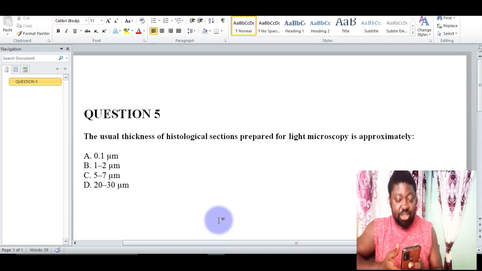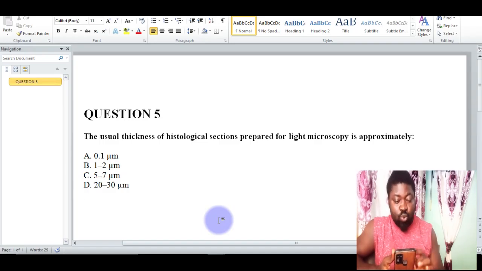The fifth question states: the usual thickness of histological sections that are prepared for light microscopy is approximately which? A, we have 0.1 micrometer. B, 1 to 2 micrometer. C, 5 to 7. D, 20 to 30. In fact, you need to know the correct option here. First, make a choice.